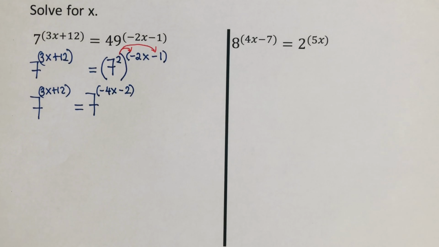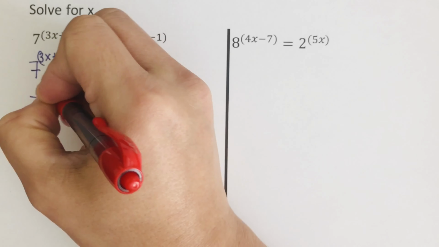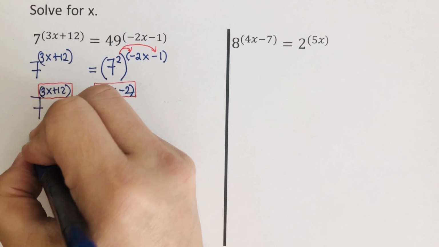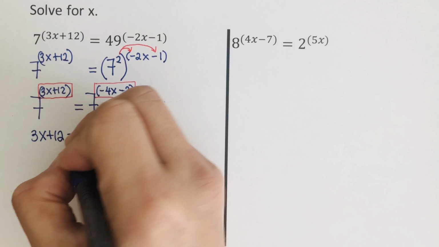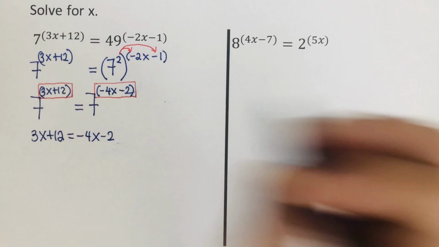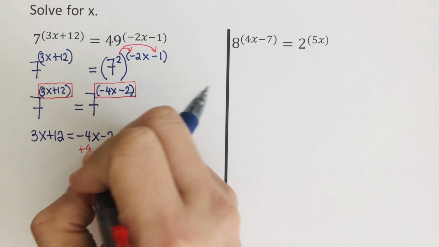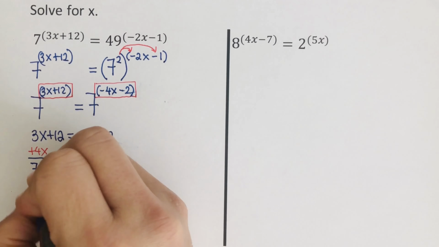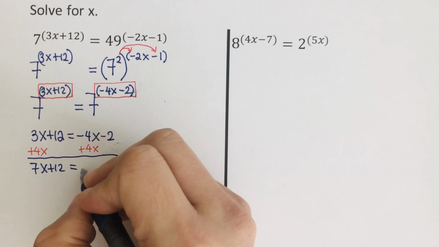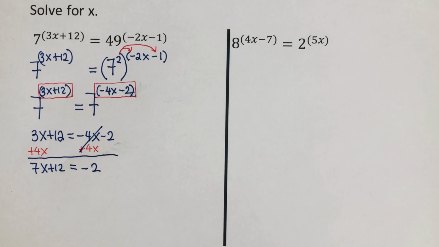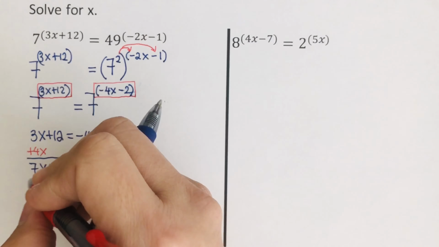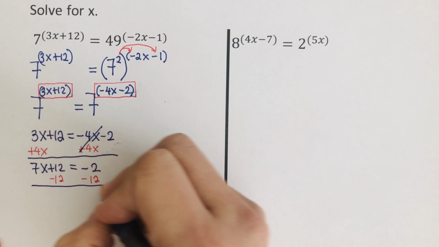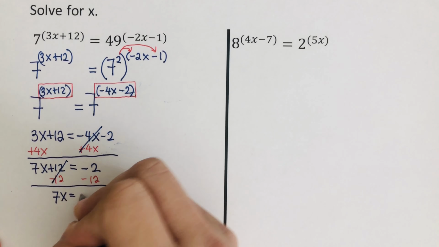So then we can go ahead and equate these two exponents to each other since we already have the same base. Then we can solve for x. That would be 3x plus 12 is equal to negative 4x minus 2. We want x by itself, so we're going to add 4x to both sides. Then we are left with 7x plus 12 is equal to negative 2, because we can cross out negative 4x and 4x. Then we subtract 12 from both sides. So we are left with 7x is equal to negative 14.